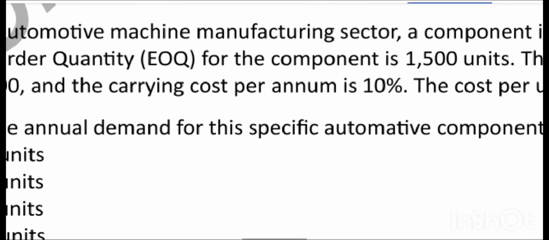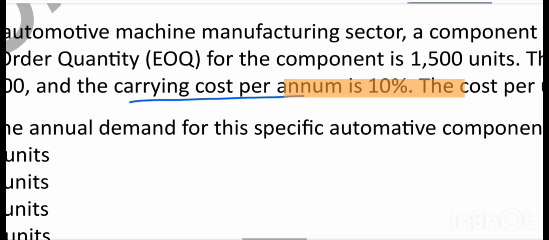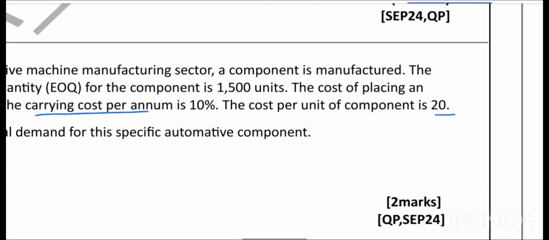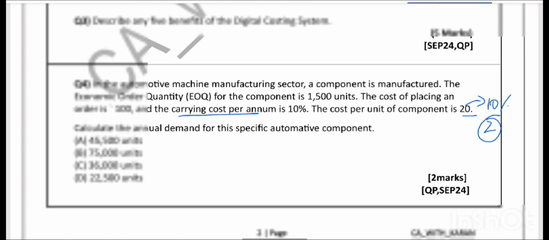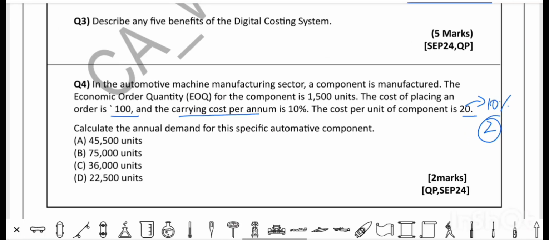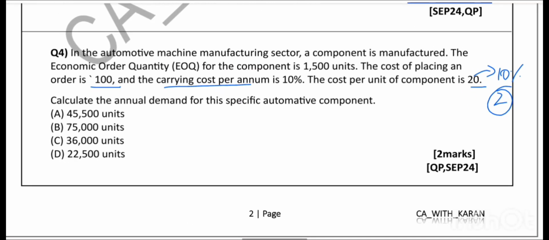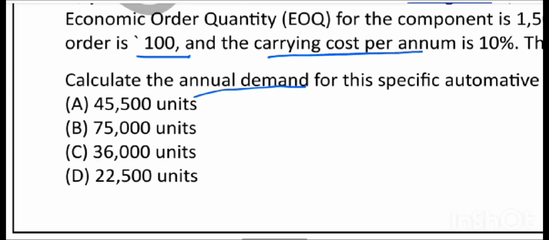So what is the carrying cost per unit per annum? It is 10%. So 20 into 10%, it is 2. And then ordering cost, they have given that 100 for placing one order, and what we need to calculate is the annual demand. So what are we going to do?